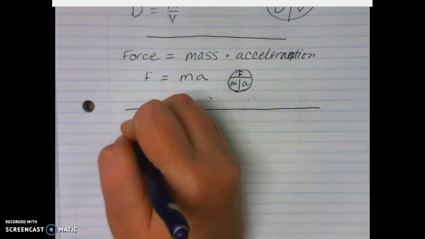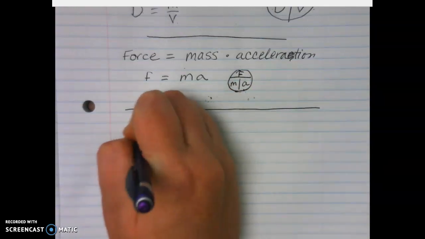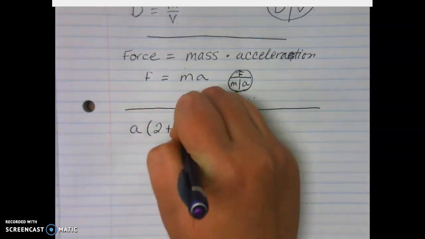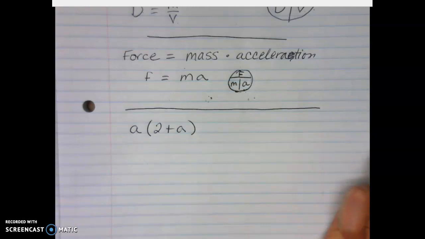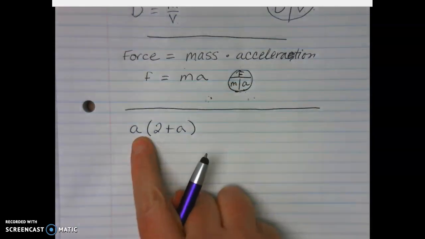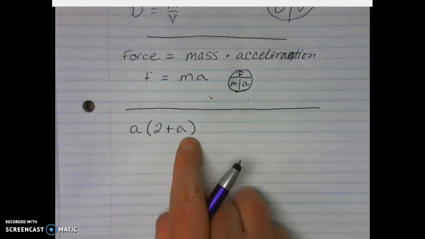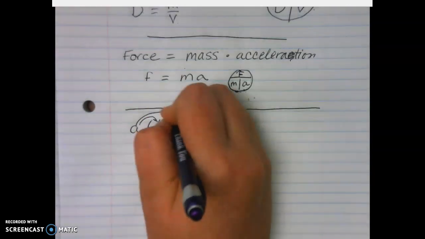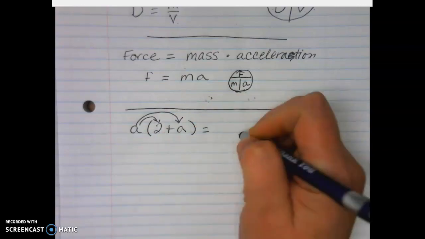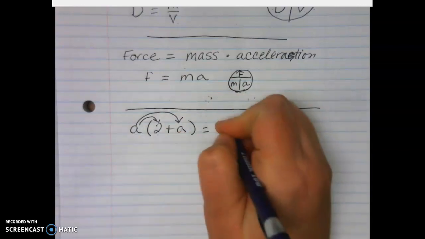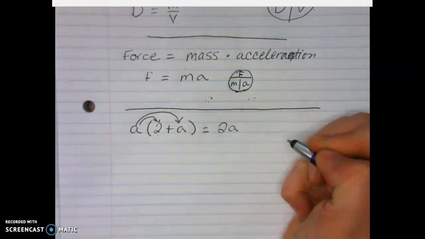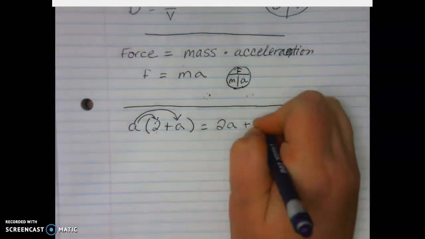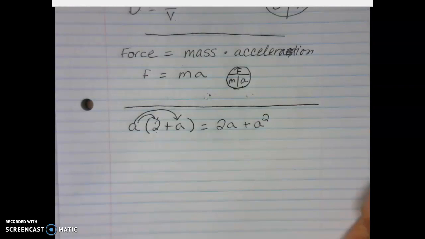But so take a look at this literal equation. I have A times 2 plus A. Okay? So how do I distribute A to both of those parts? Well, let me show you. A times 2 and A times A. Well, A times 2 is 2A. A times A is A squared. Okay?